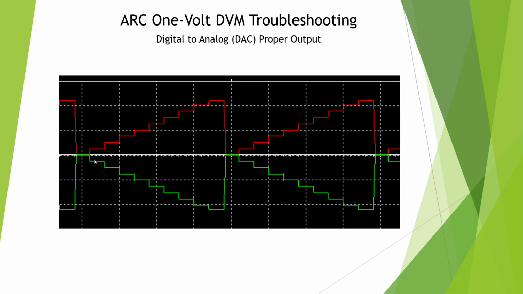And this would be from the other op amp coming right out of our DAC. This would be after we do the one-to-one inversion with an inverting op amp.